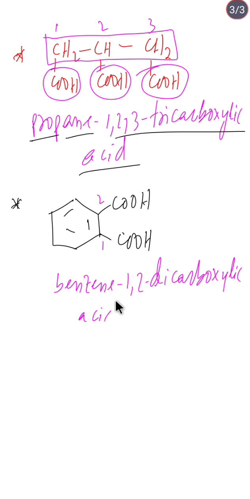dicarboxylic acid. We cannot say benzene 1, 2 dioic acid. Oic acid is used when this carbon atom is numbered as 1. This is also called phthalic acid in common name. Okay, now let us move to the next topic, which is preparation of carboxylic acid.